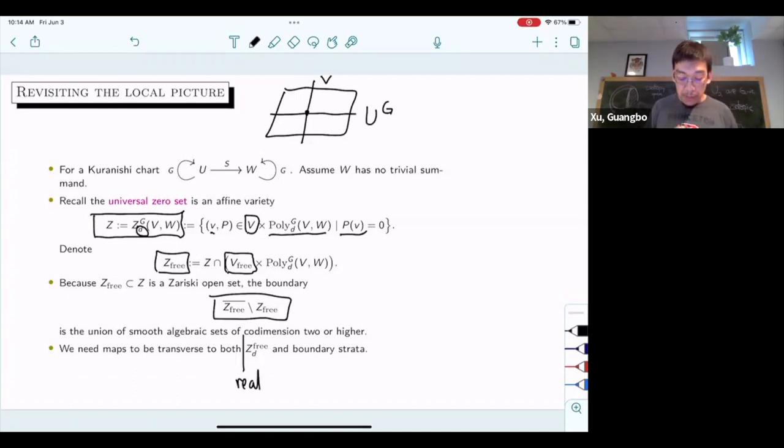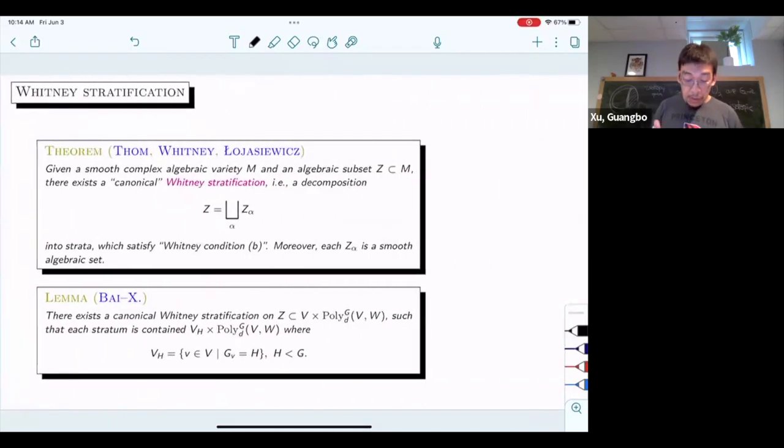So basically we use this sort of structure associated to this variety Z to define this strong transversality. So let's recall some basic results in differential topology. Whitney and Łojasiewicz basically proved that if you have a smooth complex algebraic variety and some subvariety, which may not be smooth, then you can decompose this possibly singular subvariety into smooth pieces. And this decomposition satisfies the Whitney conditions. And this is called a Whitney stratification.